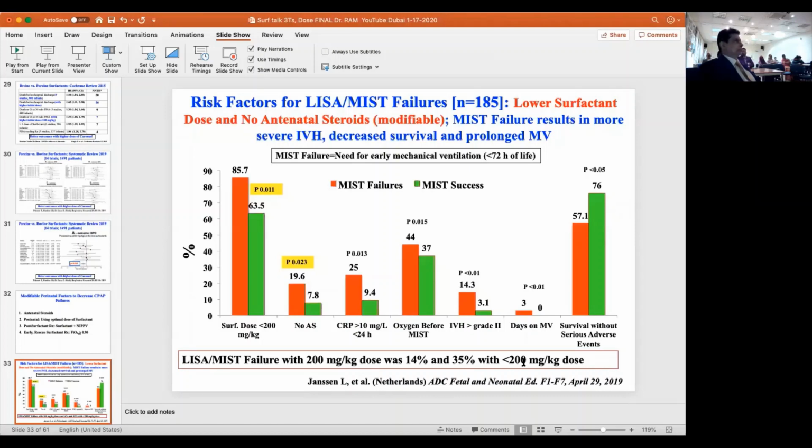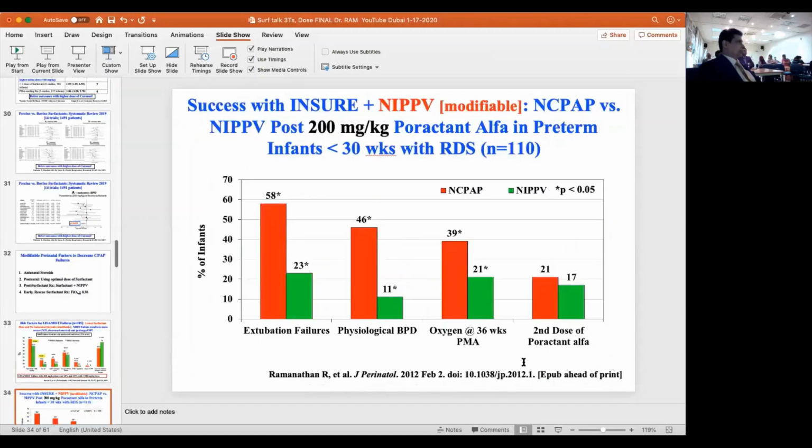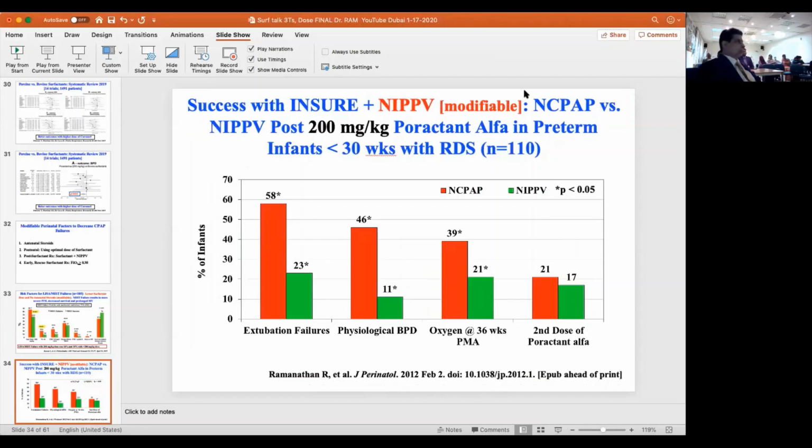He published a paper in 2012. After INSURE, we managed randomized. Again, this is modifiable. Change your practice. They use post-surfactant NIPPV. Extubation post 36 weeks was also significantly lower after surfactant and post-surfactant treatment. The need for additional doses is lower, not statistically significant.